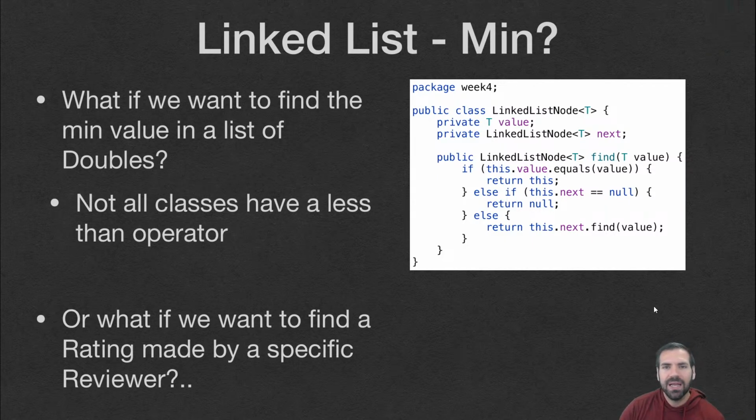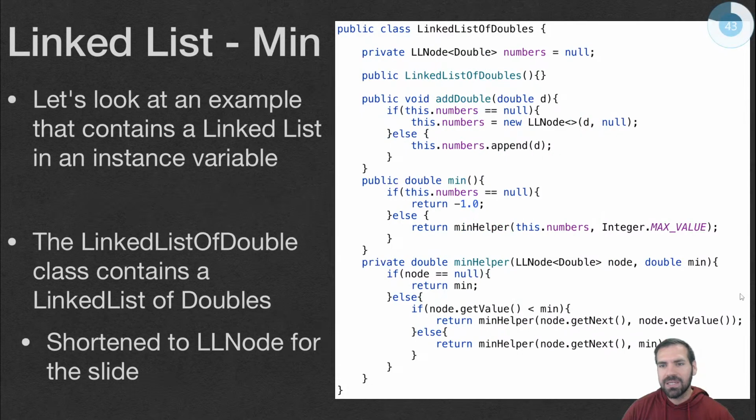So we want to find min, and min doesn't make sense unless we have a specific type. So we're specifically going to find the minimum of a linked list of doubles. So how are we going to set this up? And let me just give you the code so we can start explaining it.